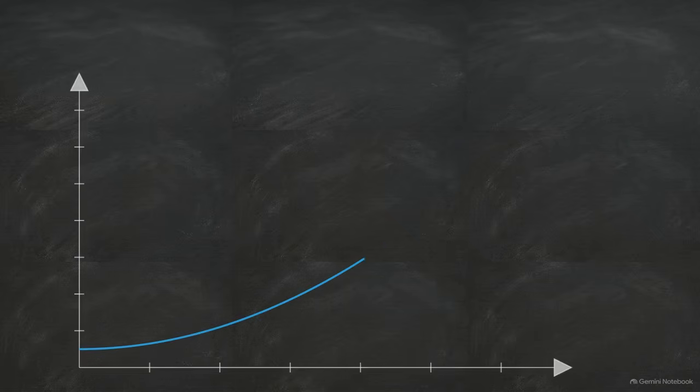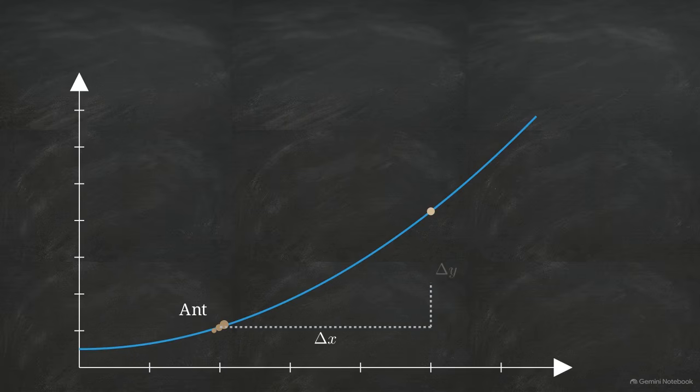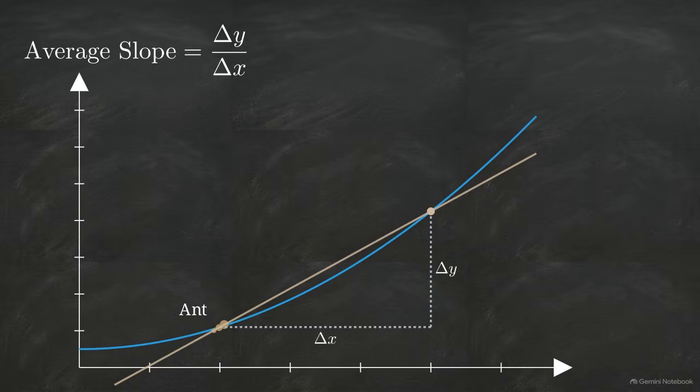Look at this graph showing an ant on a steep, curved hill. If the ant wants to know how steep its climb is, we can measure the horizontal change and the vertical change between the ant and a second point further up the curve. But dividing those distances only gives us the average slope between those two spots. The hill curves, so the steepness is always changing.